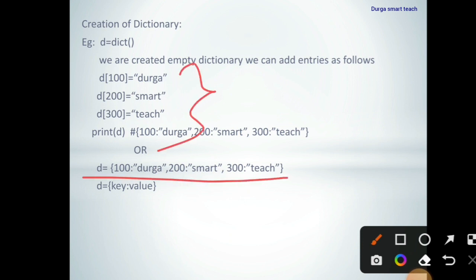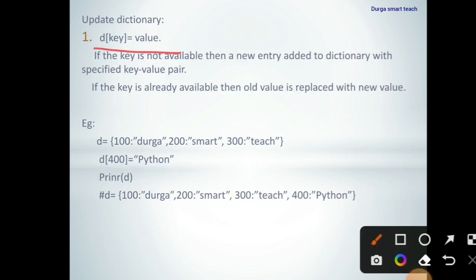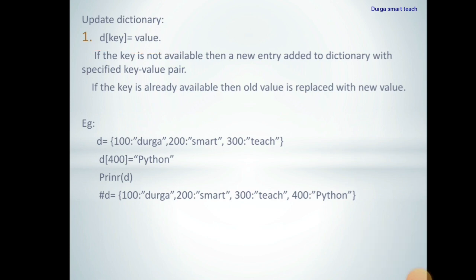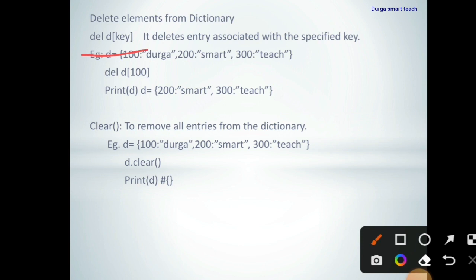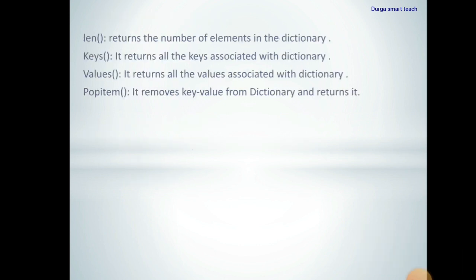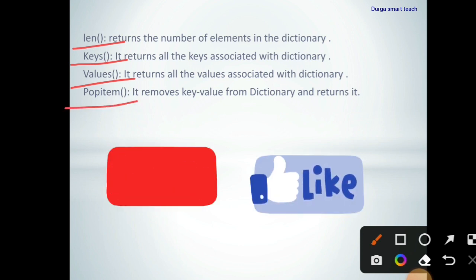Next, if you want to add one more element, you need to follow this syntax, d of key equals value, or else if you want to delete, you need to use del d of key. Next, if you want to remove all the elements, you can use the clear function. The len function is used to return the number of elements. The keys function is used to return only keys. The values function is used to return only values. Popitem is used to delete some random object and returns it.